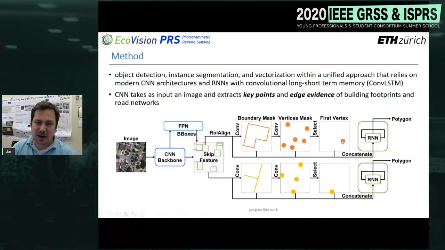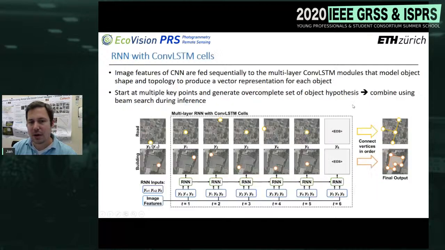And then one by one, we pass each vertex to the RNN, which then tries to connect all these different vertices into a unified polygon. And this is what it then looks like. So you have the image features of the CNN, and they are fed sequentially to this convolutional LSTM. So for a road, for example, you go through all the different vertices, which is shown here. So here's one, here one, here one, here one, here one. And you try to connect them with the RNN into a polygon representation, a graph in the end, a vector representation. We do the same for the buildings. And we start at multiple key points, because then the question is, okay, for the building here, where to start?